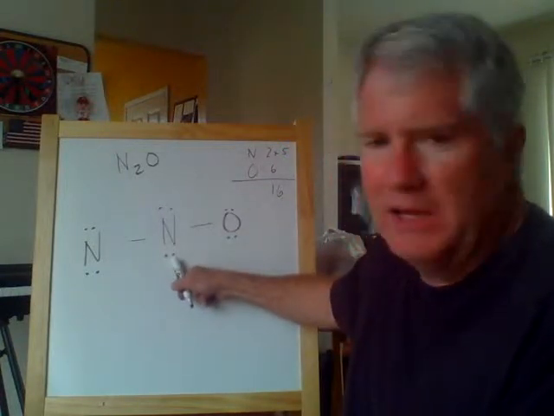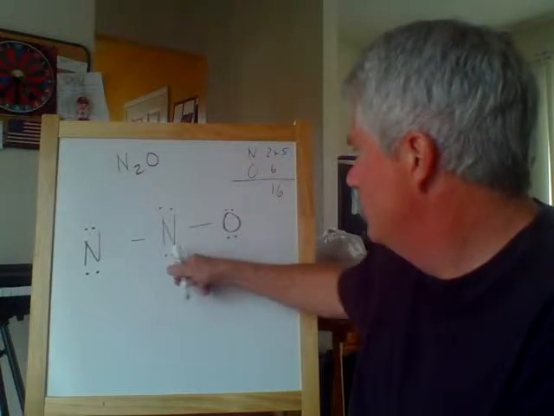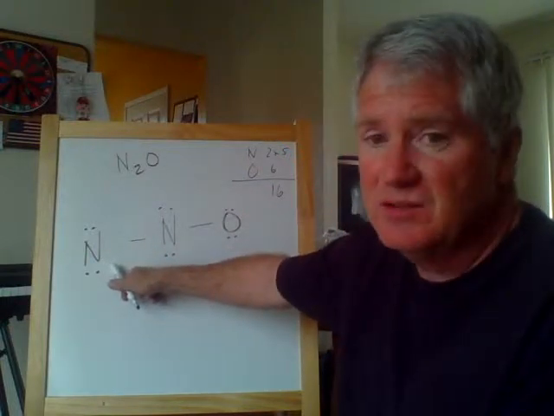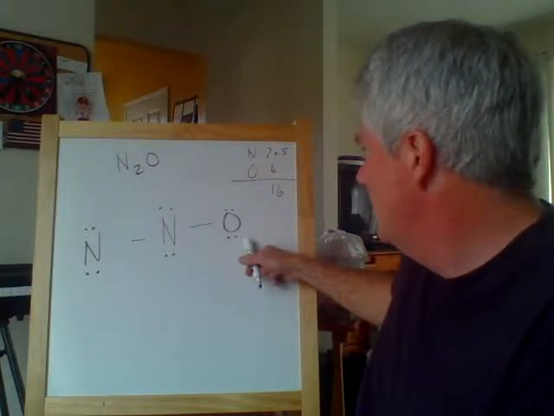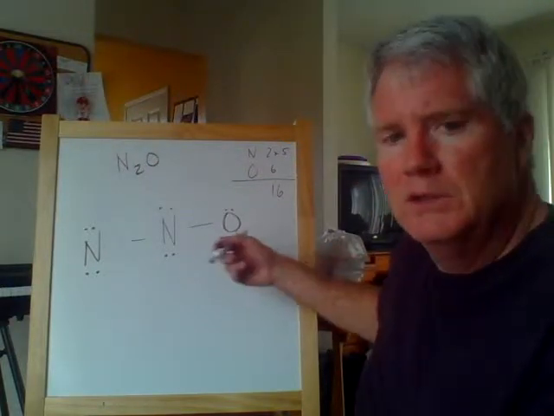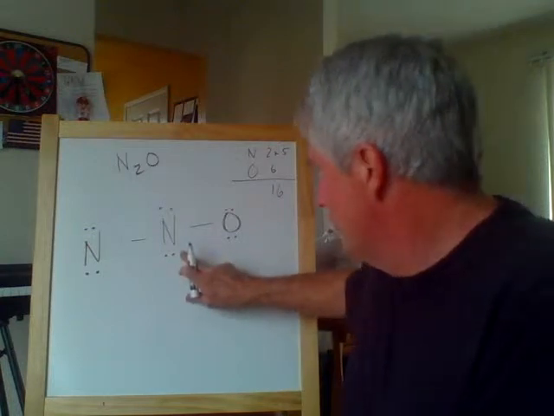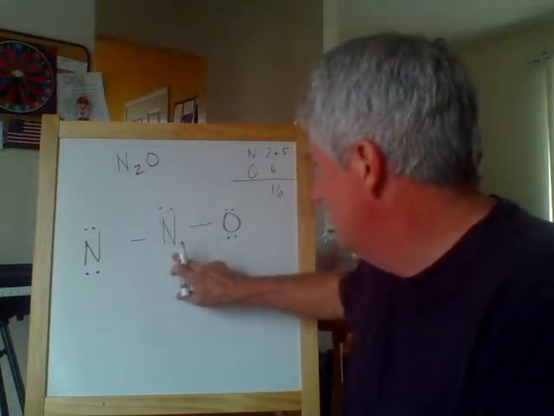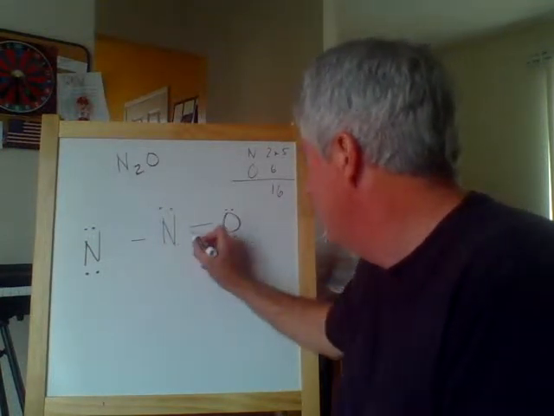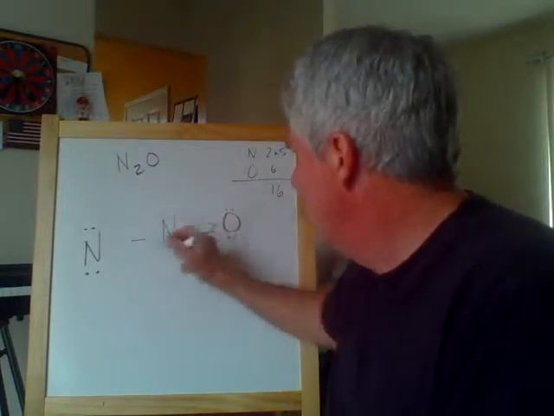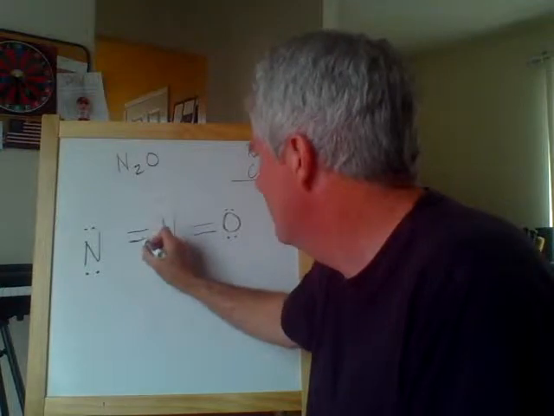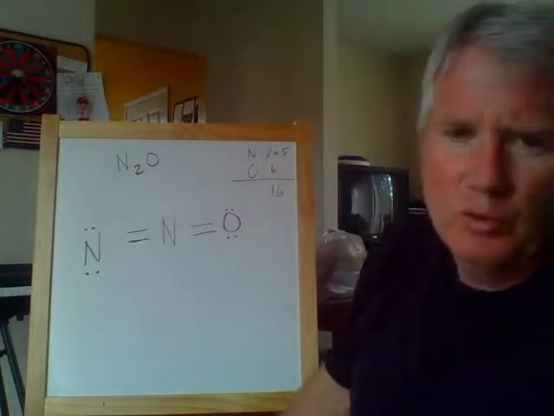The middle one has a full octet, the middle nitrogen that is, but the left nitrogen only has 6, so it's short, and the oxygen on the right has 6, so it's short also. All right, well, let's do our usual trick. Let's put this non-bonding pair here, and let's take this non-bonding pair and put it here.